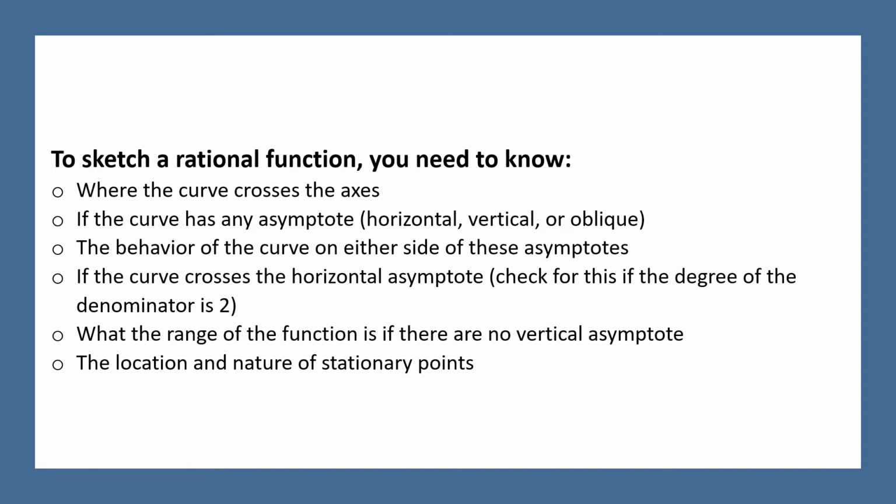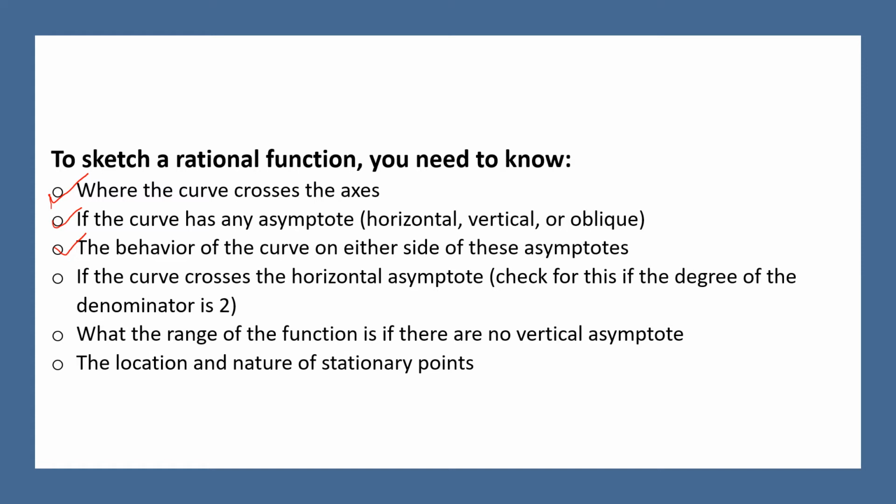Now let's look at the steps that we need to follow when we are sketching a rational function. The first step is to identify where the curve crosses the axis. The next step is to identify the asymptotes for the curve, horizontal or oblique, and vertical asymptotes. Then we need to identify the behavior of the curve on either side of the asymptote, whether the curve tends to positive infinity or negative infinity when it approaches the asymptote.